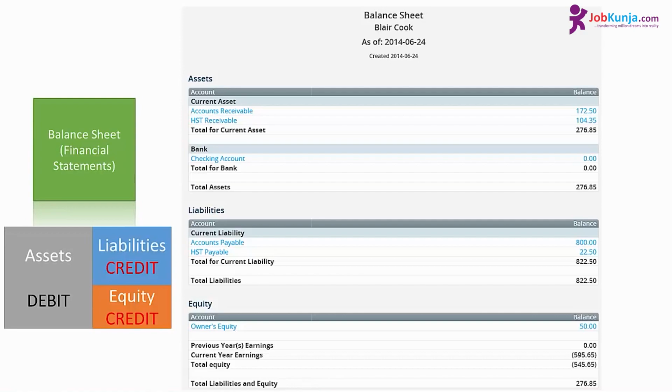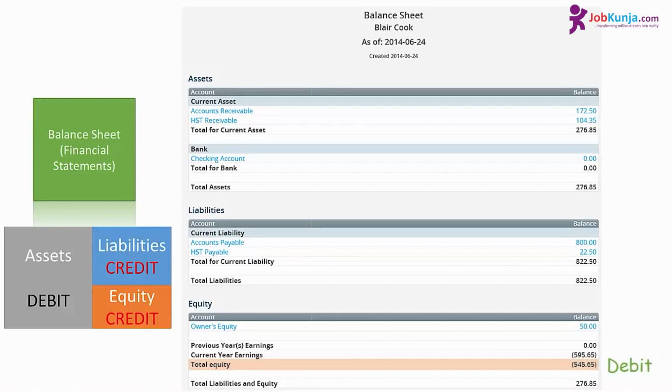Assets total $276.85. This is a debit balance. Liabilities total $822.50. This is a credit balance. Equity is a negative $545.65. Is this a debit or a credit?